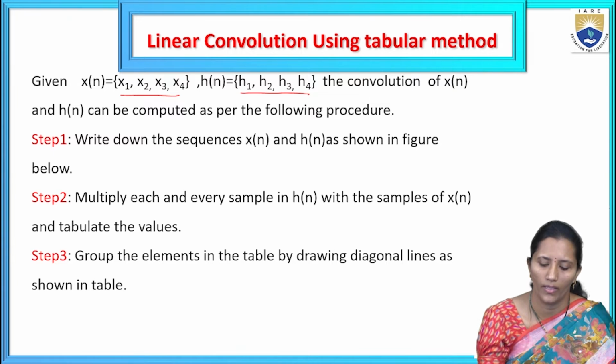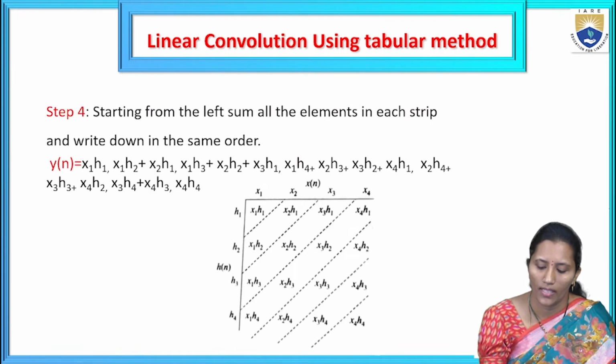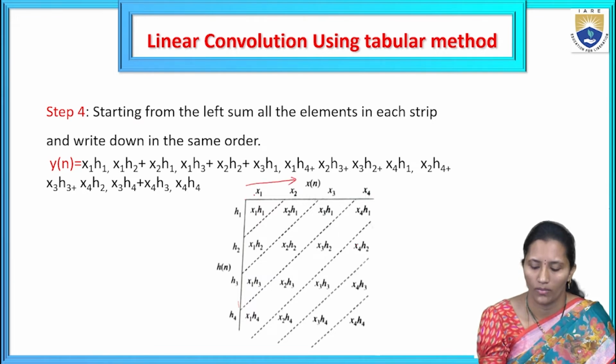First, x of n and h of n are shown in the figure. We have to write these sequences, either x or h, as a column or a row. So here I am representing the x sample values as a row sequence x1, x2, x3, x4, the sample values of x of n, and h of n as a column sequence h1, h2, h3, h4. Either I can represent h of n in a row and x in a column also.